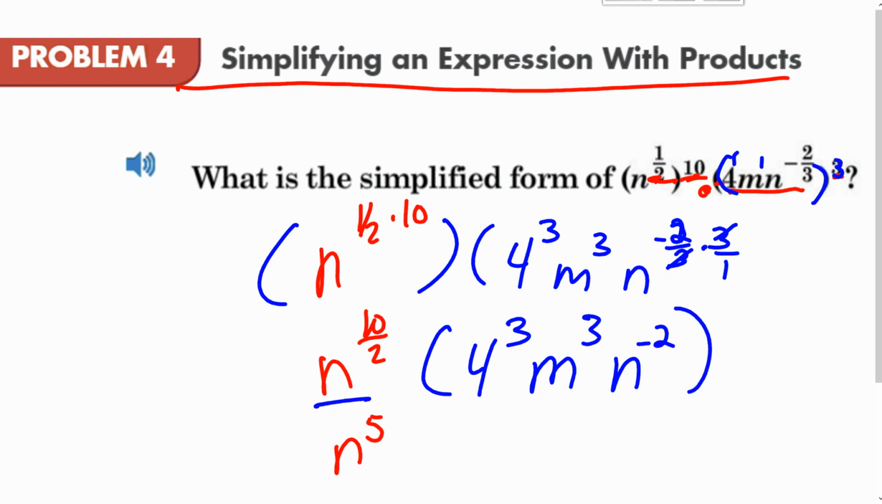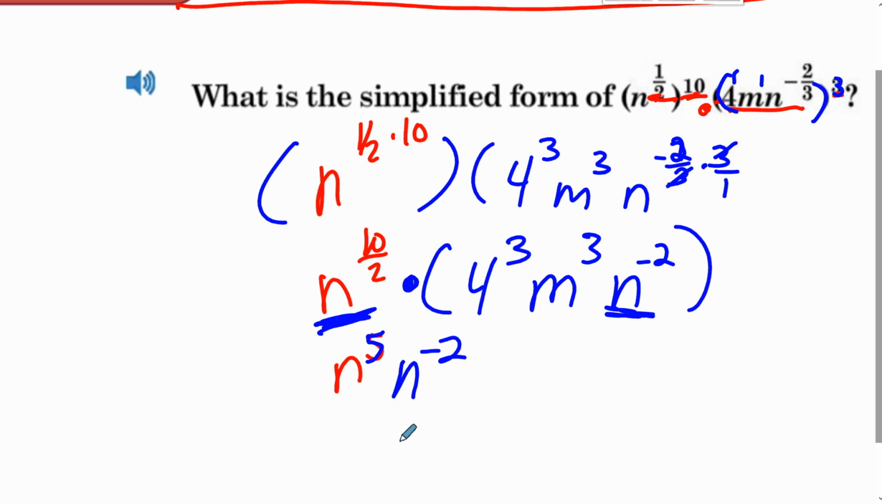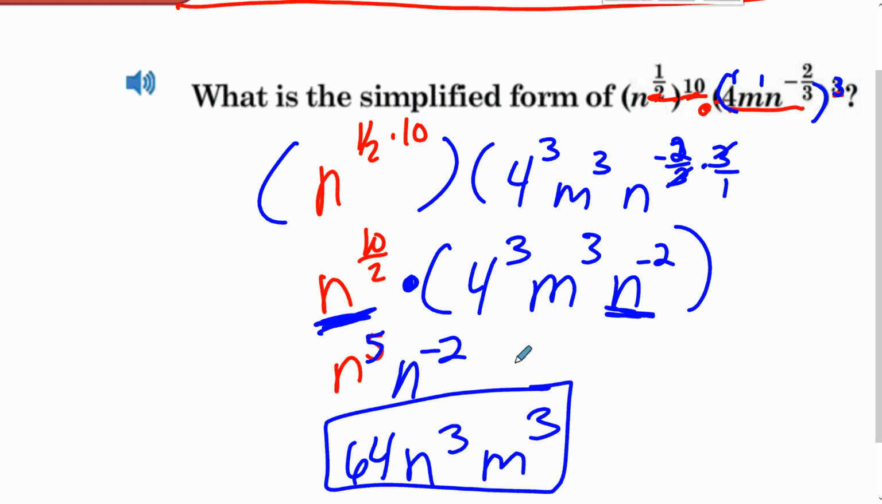Now notice that my n's, I'm multiplying here. Anything outside the parentheses is multiplication. We got two n's that are the same, so we can go ahead and add those exponents, right? My exponent right here is 5, so I got 5, I got another n to the negative 2. So we can go ahead and add those, so we get n to the third. We have m to the third as well, and then 4 cubed, which I said before is 64. So go ahead and highlight that answer.